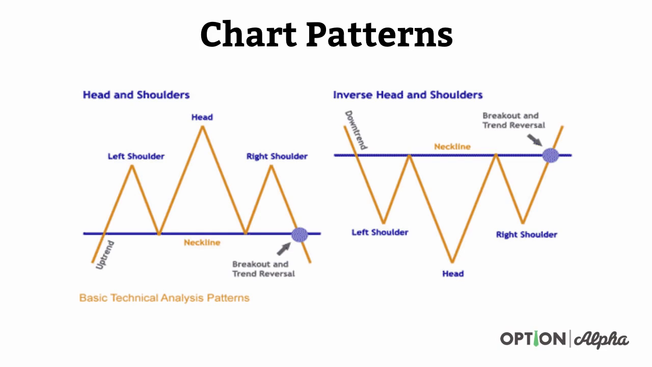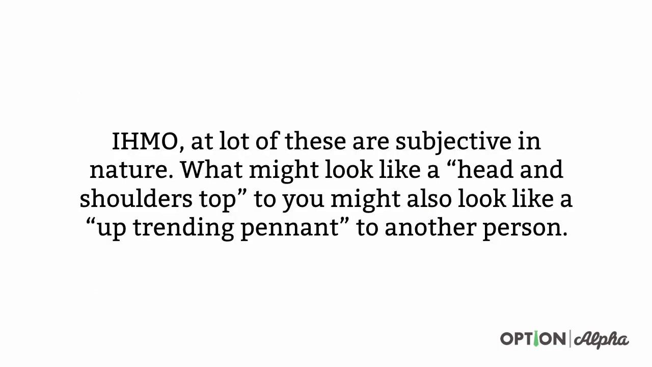And then we have chart patterns, which are really, really popular. Things like head and shoulders patterns, pennants, flags, cup and handles. You've probably heard them if you've been involved in trading, but all of these different patterns are out there that you can build and draw on all of your charts. Now, in my honest opinion, a lot of these are subjective in nature. What might look like a head and shoulders top to you might also look like an uptrending pennant to another person. And you can't argue with that. With regard to candlesticks, chart patterns, and support and resistance, it is all subjective, meaning it's what you see out of the charts, not necessarily what may or may not be there.